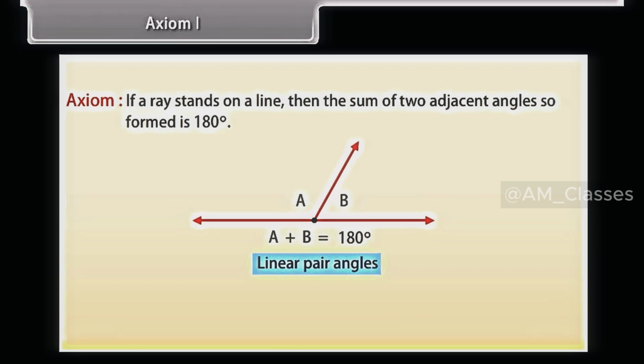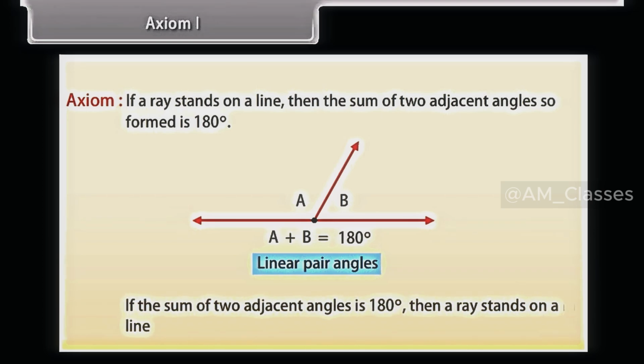Let us write this axiom the other way. That is, we will take the conclusion of the axiom as given and the given as the conclusion. So it becomes, if the sum of two adjacent angles is 180 degrees, then a ray stands on a line, that is, the non-common arms form a line. Now we can see here that the axiom and this statement are reverse of each other. Let us now check whether this statement is true or not.